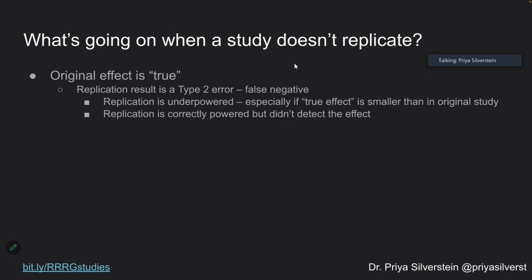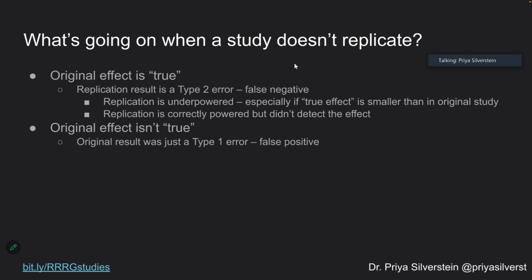Or it could be that the replication is correctly powered, but just didn't detect the effect, just because of chance and the fact that that's how inferential statistics work: some of the time you will get a type 1 or type 2 error. On the flip side of this, it could be that the original effect isn't true, there is no true effect, and the replication is right in that way. So the original result was just a type 1 error, a false positive. This will happen generally because, when everything else is equal, it will just be the alpha rate. So you will get a type 1 error some of the time.